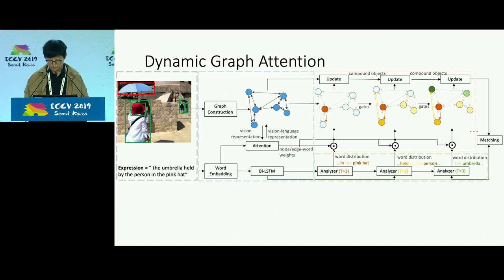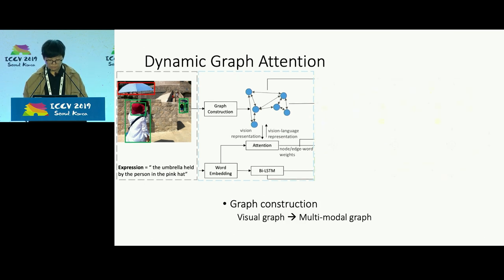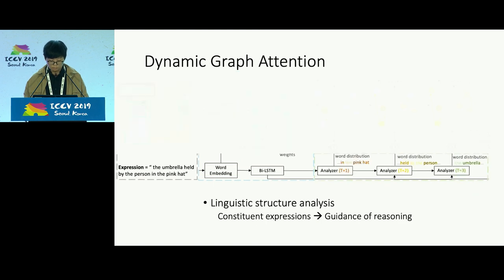Here is the overview of it. First, the dynamic graph attention builds a graph over the objects in the image, where the nodes and edges correspond to the objects and the relationships respectively, and then fuses the language representation of the expression into the graph to capture the multimodal representation. Second, the proposed differential analysis learns the language guidance for reasoning by exploring the linguistic structure of the expression, and the linguistic structure is specified as a sequence of the constituent expressions of the whole expression.